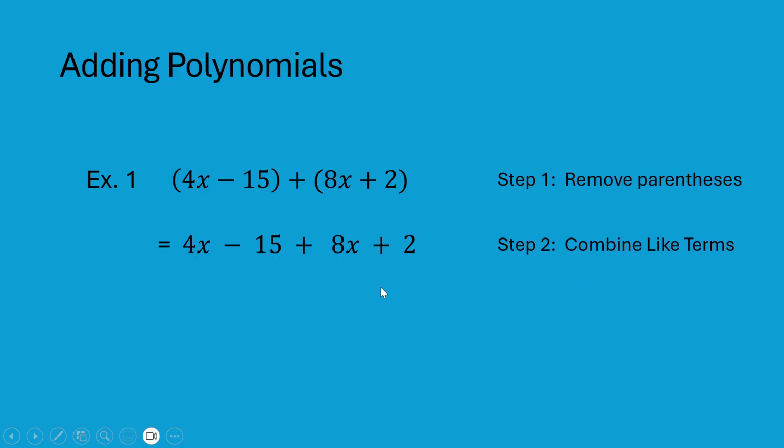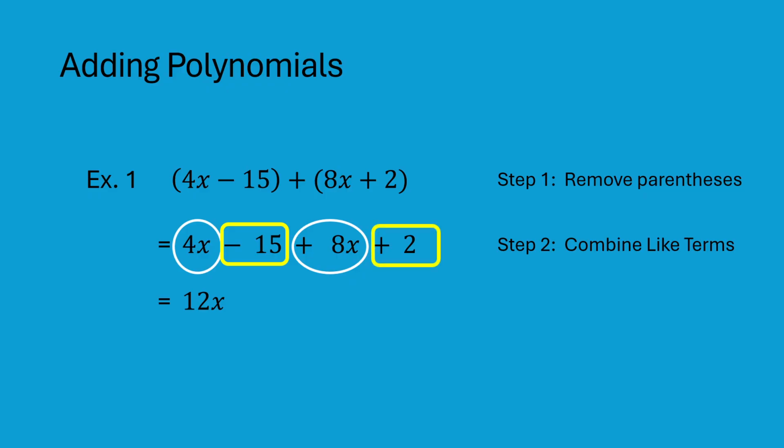So here we can see that 4x and 8x are like terms. So we are going to combine those and get 12x. And then negative 15 is like terms with positive 2. Okay? And so negative 15 plus 2 is negative 13. Okay? So you'll notice here that I included the sign in front of the terms. So when I combine them, this is a negative 15, combining it with plus 2.